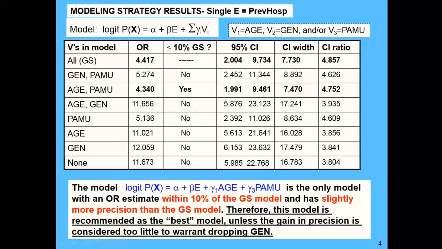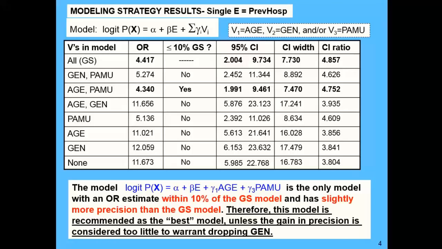So at the first stage, you say, I'm going to drop one variable at a time, and I'm going to drop the variable that's the least confounder, the one that contributes least to confounding. Which variable is that? Gender, right? You drop gender, no confounding, in terms of the 10% rule. You drop any one of these others, either age or PAMU, and you get confounded. There's only one choice to drop. The only variable you could drop at this first stage is gender.